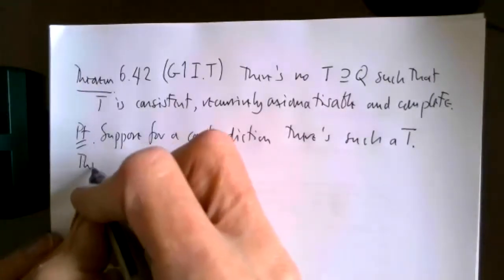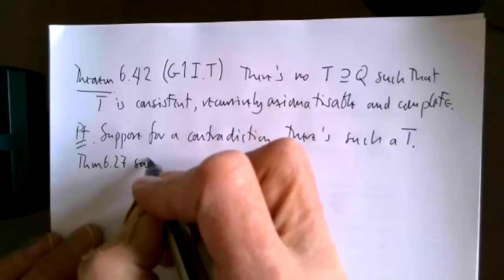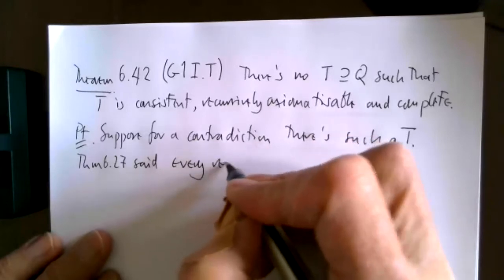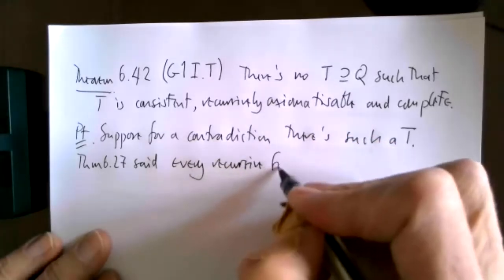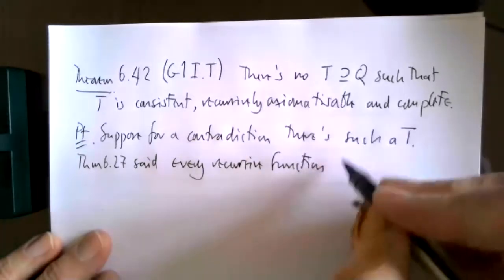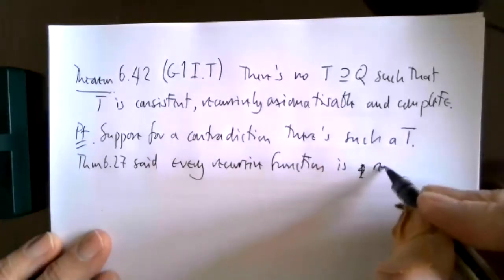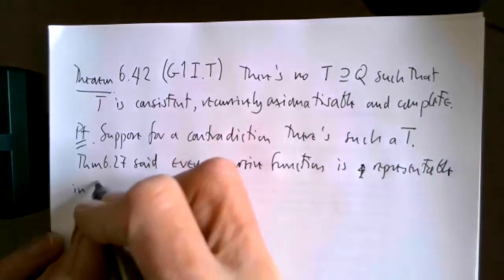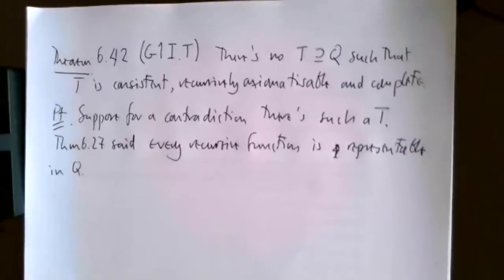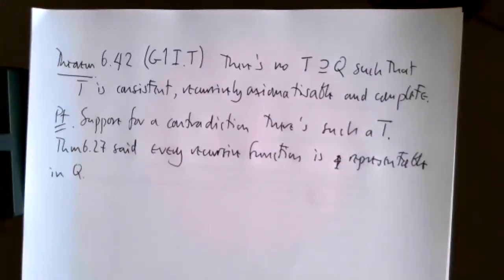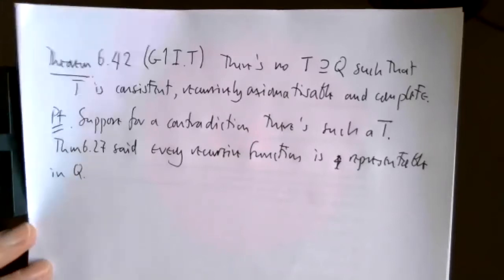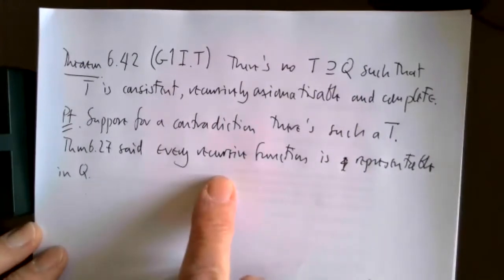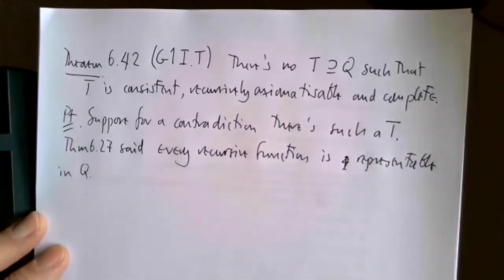Now, theorem 627 said every recursive function is representable in Q. So in a sense, this is the analogy for saying something is definable in a structure. A theory can prove basic facts about the graph of the function, if you look back at that definition.